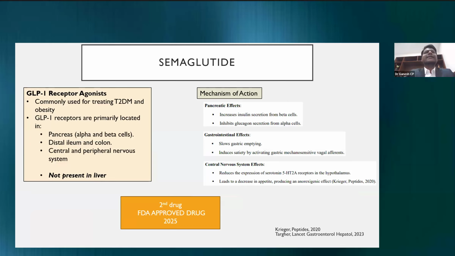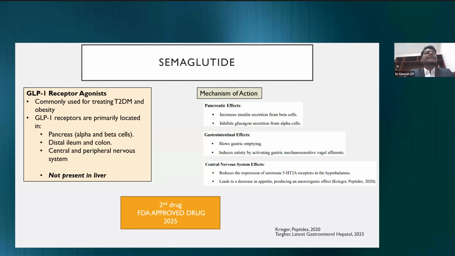So what is the other drug? Semaglutide, which is a GLP-1 receptor agonist. This is a famous drug used for obesity, and it has also been approved for patients with MASLD and significant fibrosis for reversal of fibrosis. Commonly we used this drug to treat diabetes mellitus and obesity.